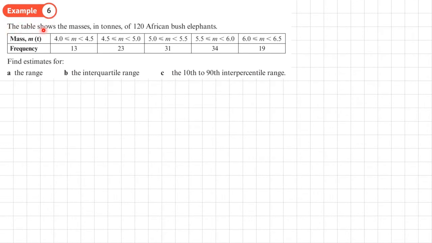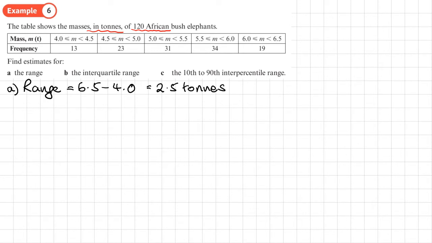Example 6, the table shows the masses in tons of 120 African elephants. And we've got our table there, or African bush elephants. Find estimates for, so we start off nice and easy, the range. So that'll just be our largest mass minus our smallest mass. So that's 6.5 minus 4.0. So we'll get 2.5 tons for the range.